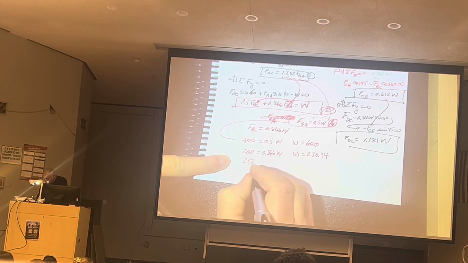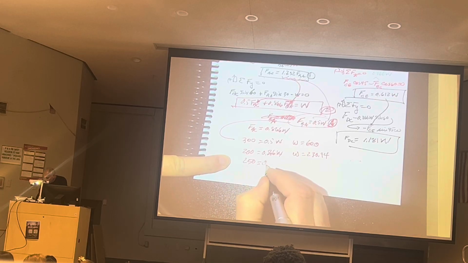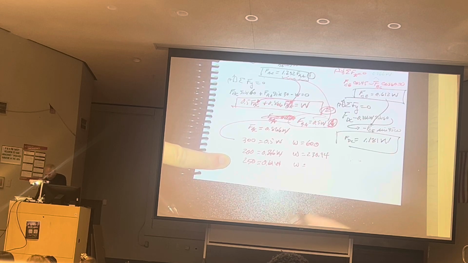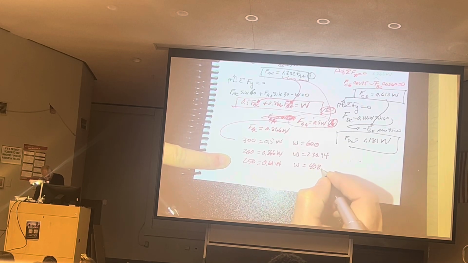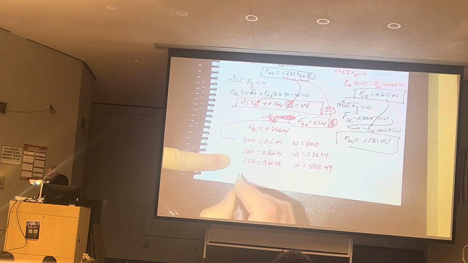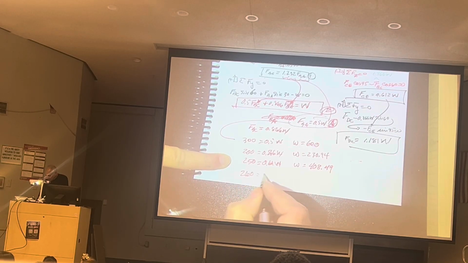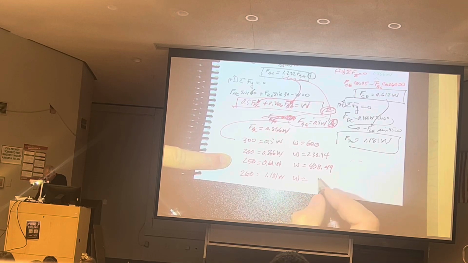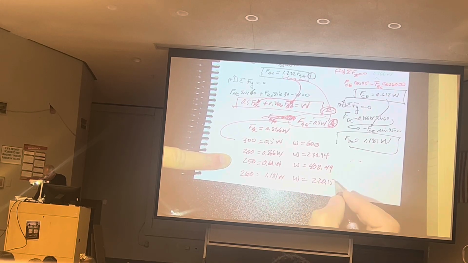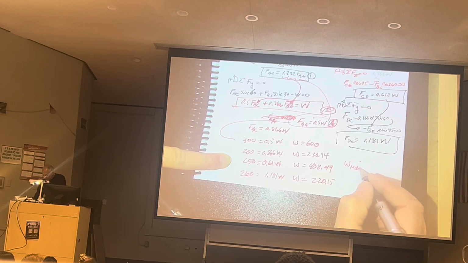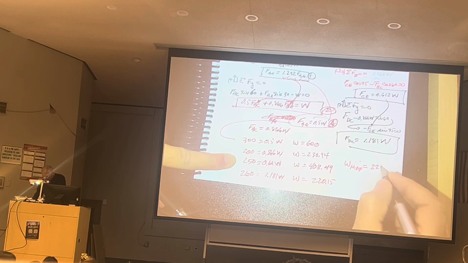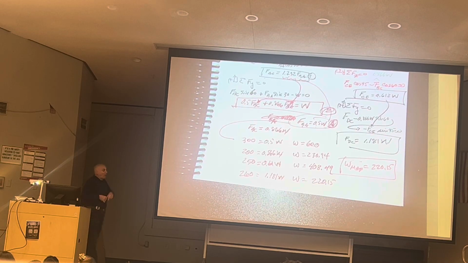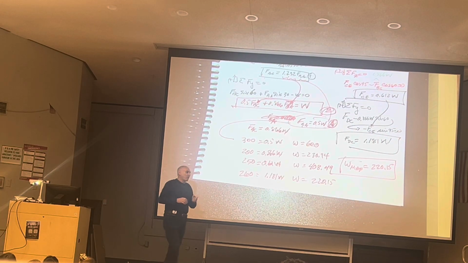CE is 250, which is equal to 0.612 W. W is equal to 408.49. Lastly, 260 is equal to 1.181 W. W is equal to 220.15. W max, therefore, is 220.15. That's the largest you can have based on the strengths given in the problem.